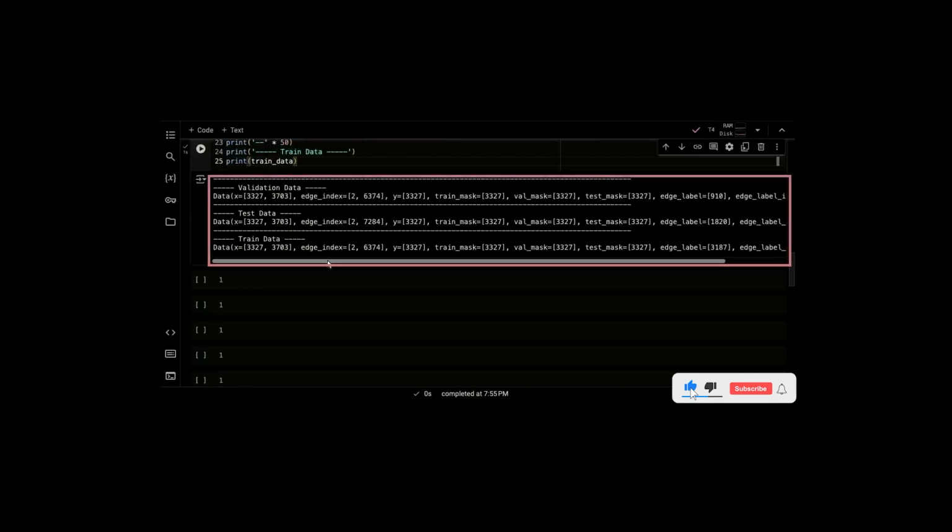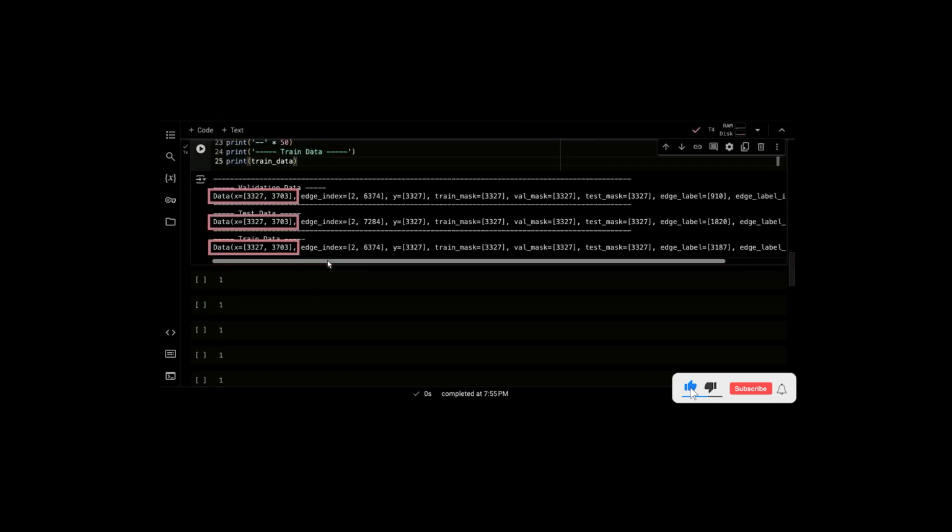Let's understand the results of this link split that we performed on the Citeseer dataset. The first thing for us to understand is the X values that you see for the validation data, the test data, and the train data. The X values that you see here for all three datasets indicate that each graph has 3,327 nodes and each node has 3,703 features. This is the same as that for the graph as a whole.